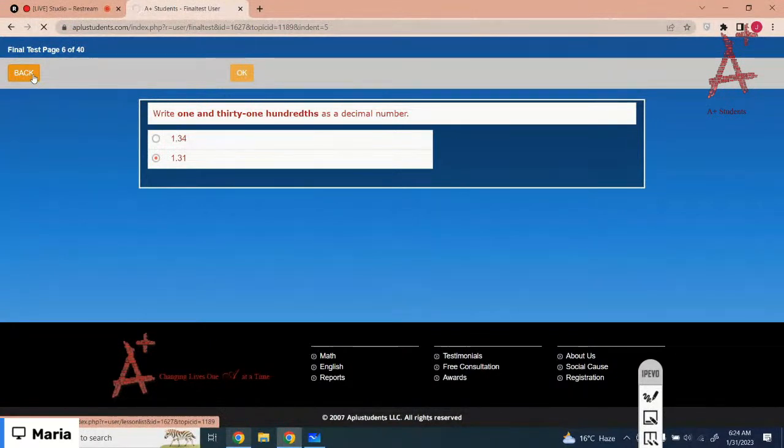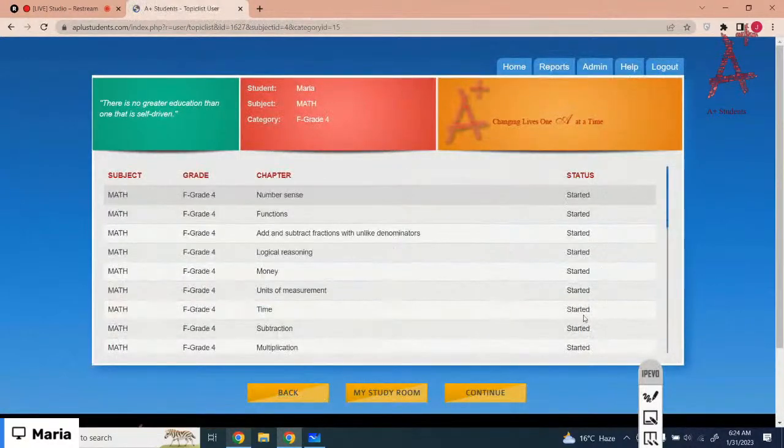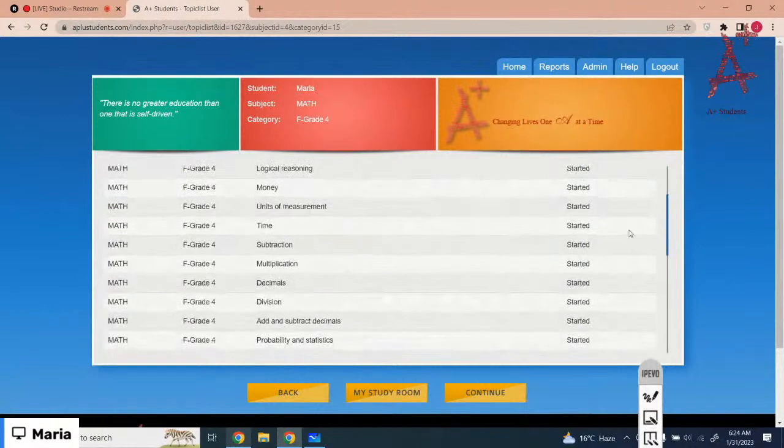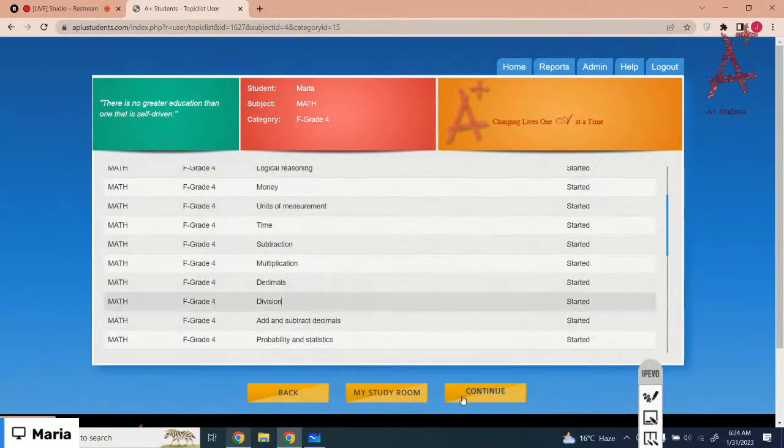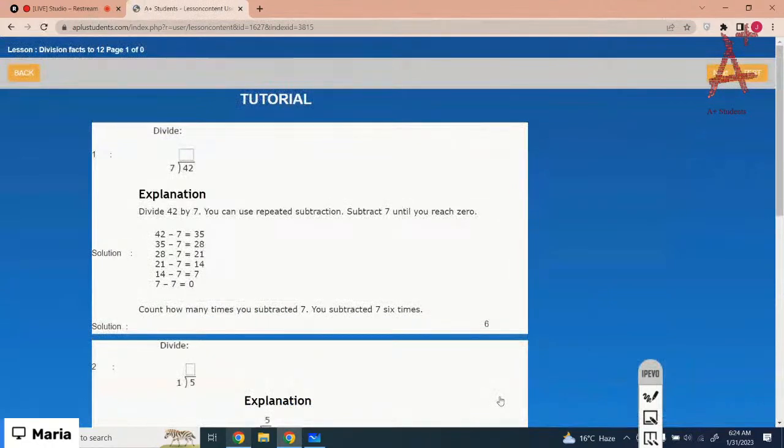We're going to start the new chapter that is division. So let's start with the new chapter that is division. Basically, we're going to learn what the division facts are. Let's start with the first one, division facts to 12. Okay, so we already know how to divide.